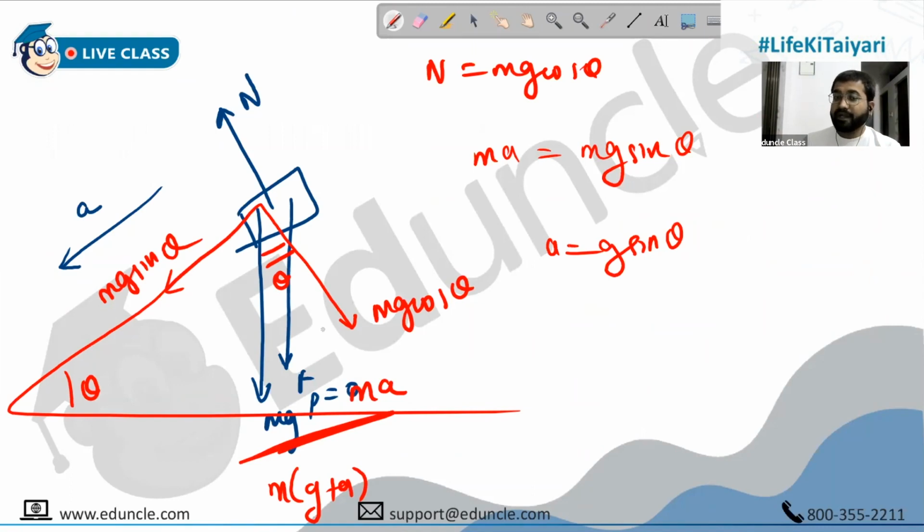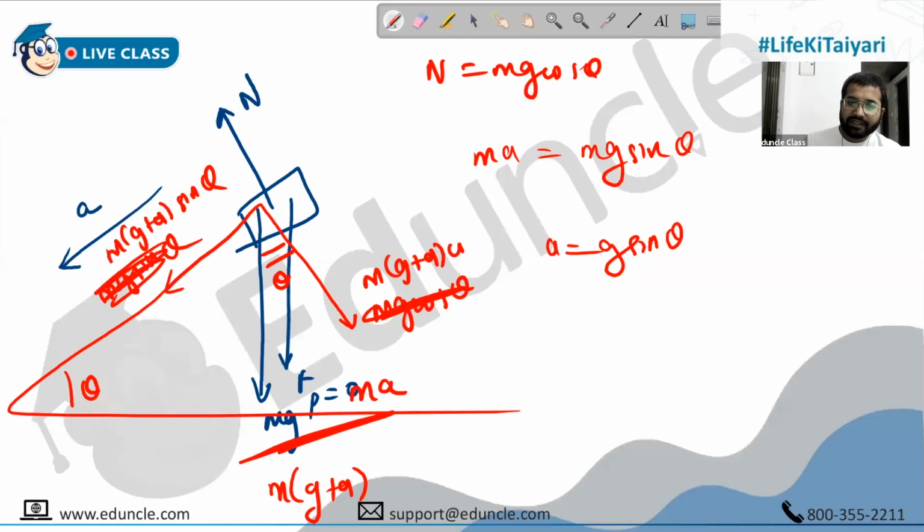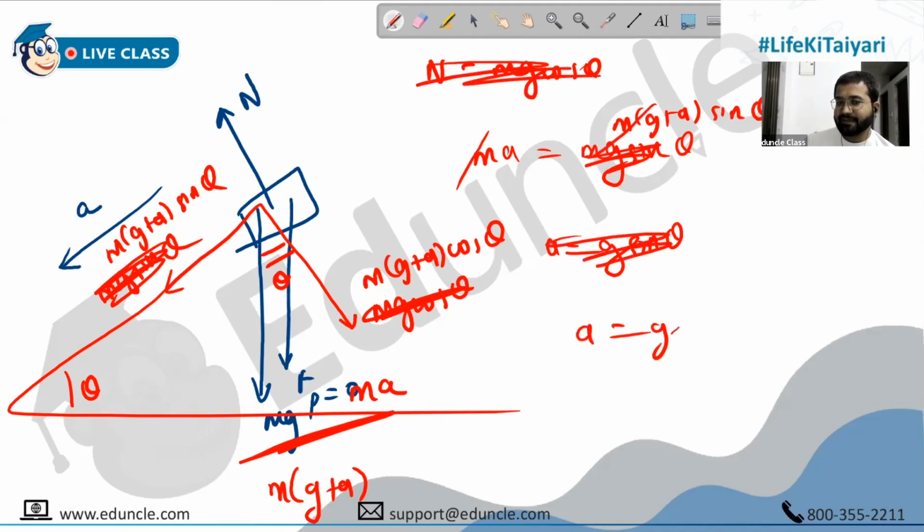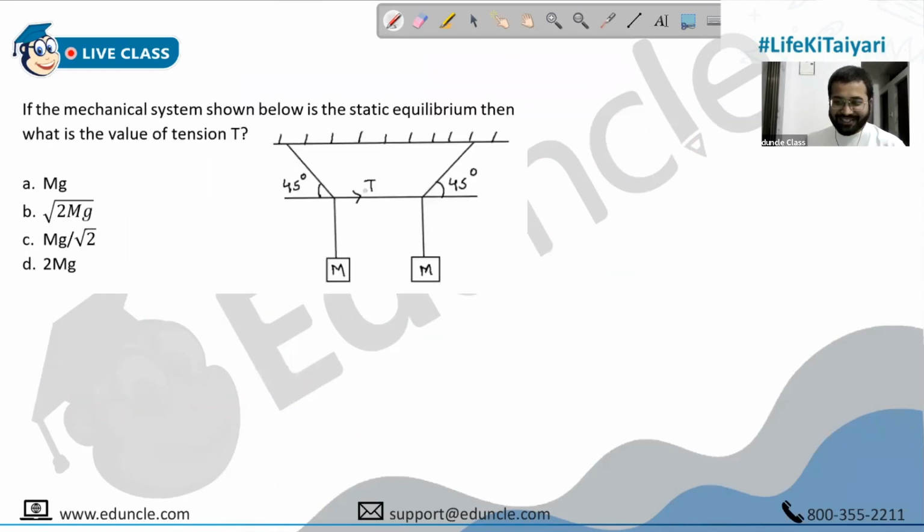Now you have to create components of this. Here you will have m into G plus A sine theta, and here you will have m into G plus A cos theta. The m gets cancelled, so acceleration becomes G plus A sine theta this time. Or you can simply understand that the effective gravity increases, it becomes G plus A. That's it. Okay, so let's do this, people.